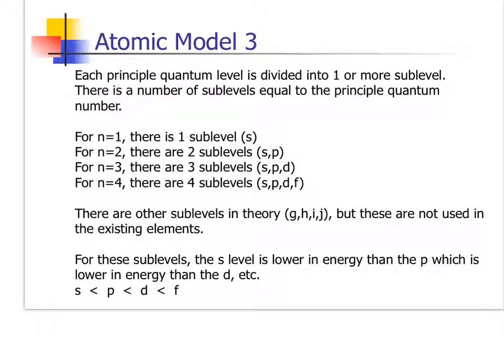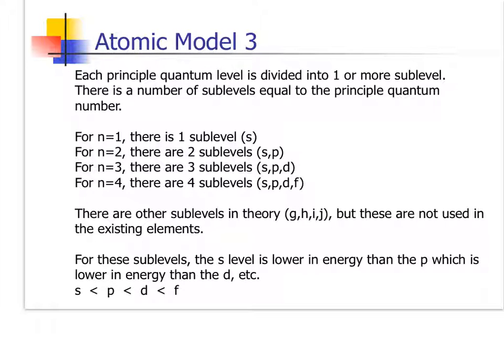Now, as the principal quantum number increases, the number of sublevels also increases. If n is 1, you have only one sublevel, and that's s. If you look at the top row of your periodic table, you'll see that only hydrogen and helium are present in the top row. That's because each sublevel can only hold 2 electrons, in some cases more. But for that one, the s can only hold 2. And so there are only 2 elements in that first row.